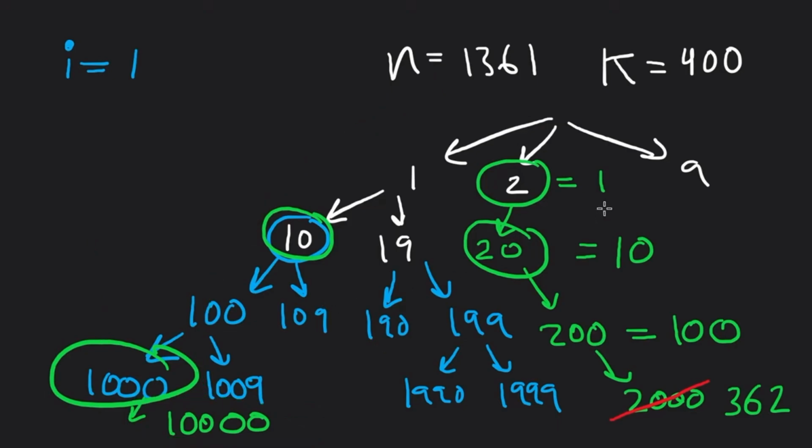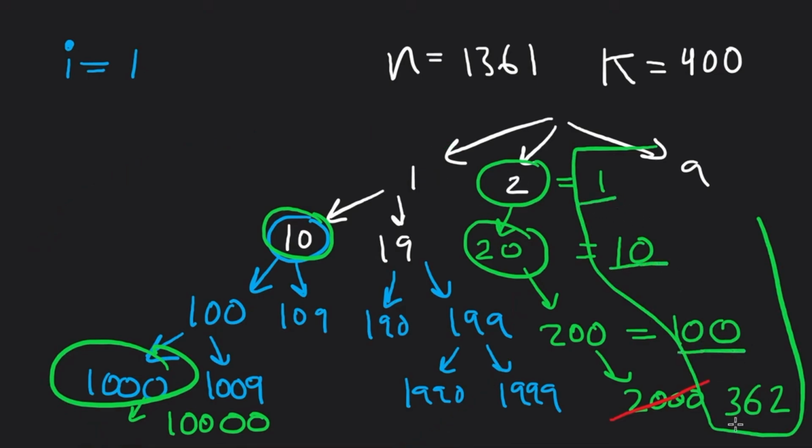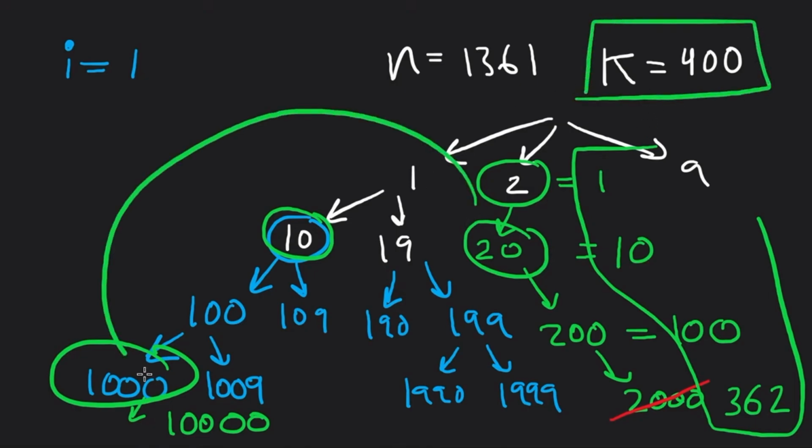So how many did we count? In this subtree, there are 1 plus 10 plus 100 plus 362. Long story short, that is greater than k. So there are enough numbers here for us to have the 400th number. So we are going to go down this path. We're going to go to 10 now.